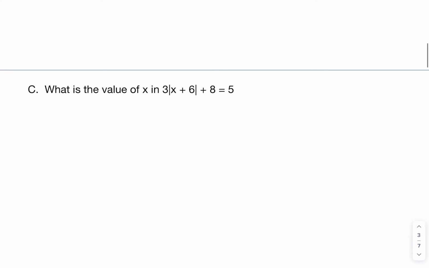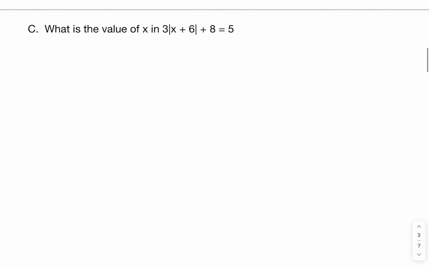Let's move on to a third example. Here we are asked to determine the value of x in this equation: 3 times the absolute value of x plus 6, plus 8, is equal to 5. The first thing we want to do is move the 8 from the left side of the equation to the right. We do that by subtracting 8 on both sides.